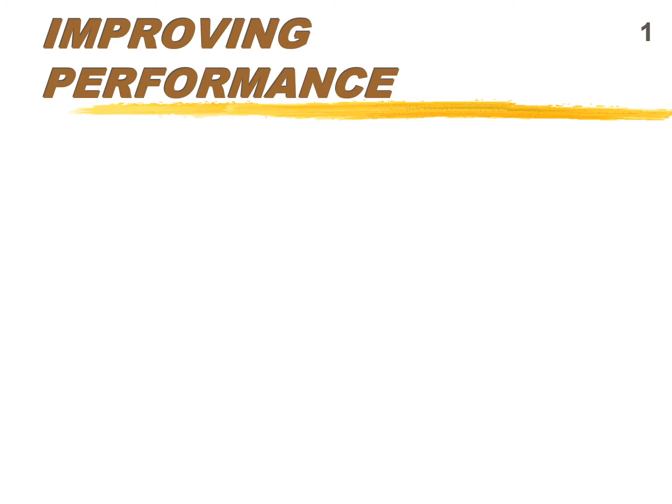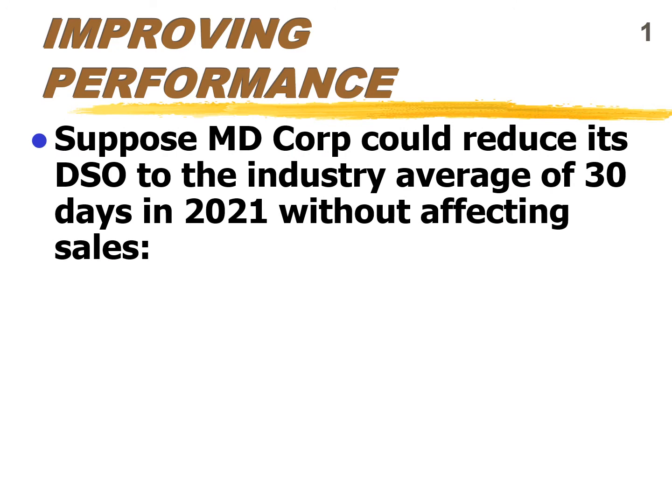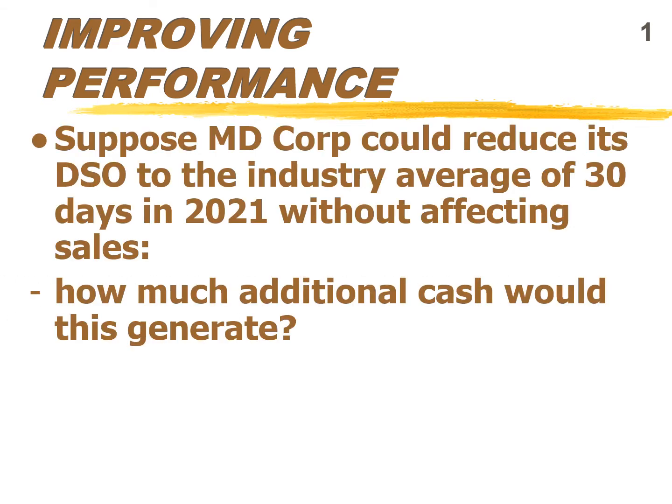We've looked at MD's performance for this past year. Now we need to look at improving performance. For example, what if in this past year MD could have reduced its day sales outstanding down to 30 days without affecting sales? How much additional cash would this generate?